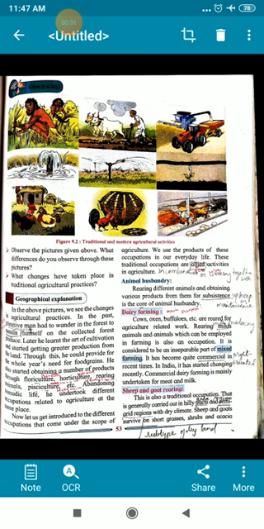Cows, oxen, buffaloes, etc. are reared for agriculture related work. So we all know all these animals are put to use for carrying out the farming work. Yes or no? So apart from that, what can they be used for? Let us see that. Rearing milch animals and animals which can be employed in farming is also an occupation. What do you mean by milch animals? The animals which are giving milk. Okay, milk producing animals are called milch animals.